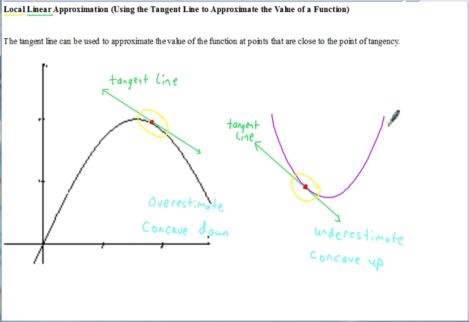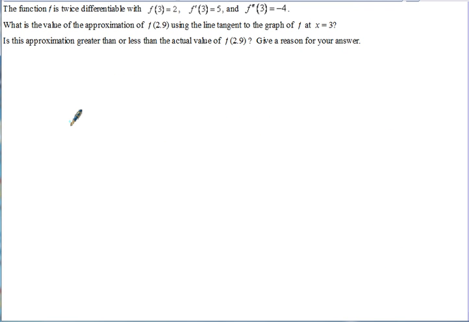Okay, let's look at some specific examples now. This one says the function f is twice differentiable with f of 3 equals 2, f prime of 3 equals 5, and f double prime of 3 equals negative 4. It says, what is the value of the approximation of f of 2.9 using the line tangent to the graph at x equals 3? And then it asks, is this approximation greater than or less than the actual value of f of 2.9? And give a reason for your answer.